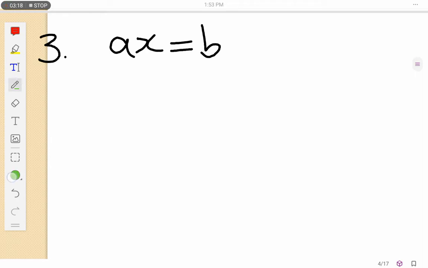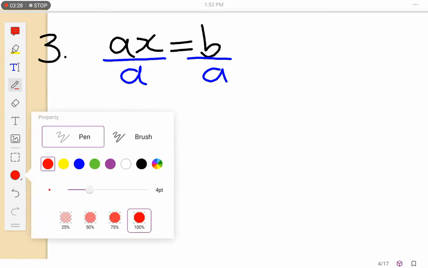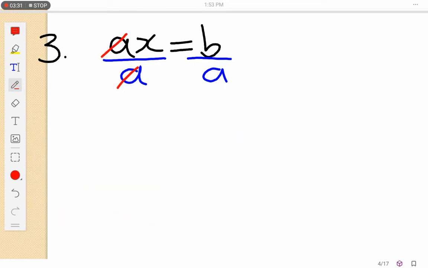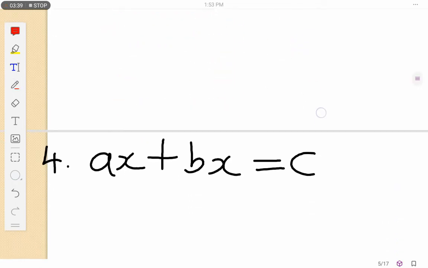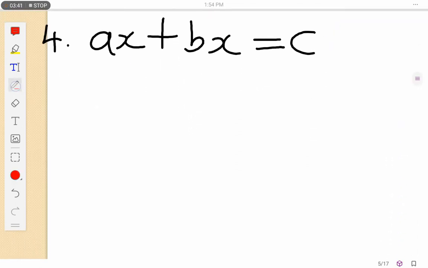This time around, our x is a multiple. We've got an a. So to get x alone, we simply divide by a, both sides. So on the left side, the a's are going to cancel off each other. Then we'll remain with x is equal to b over a, like that. So this becomes our final answer. Let's have another example.